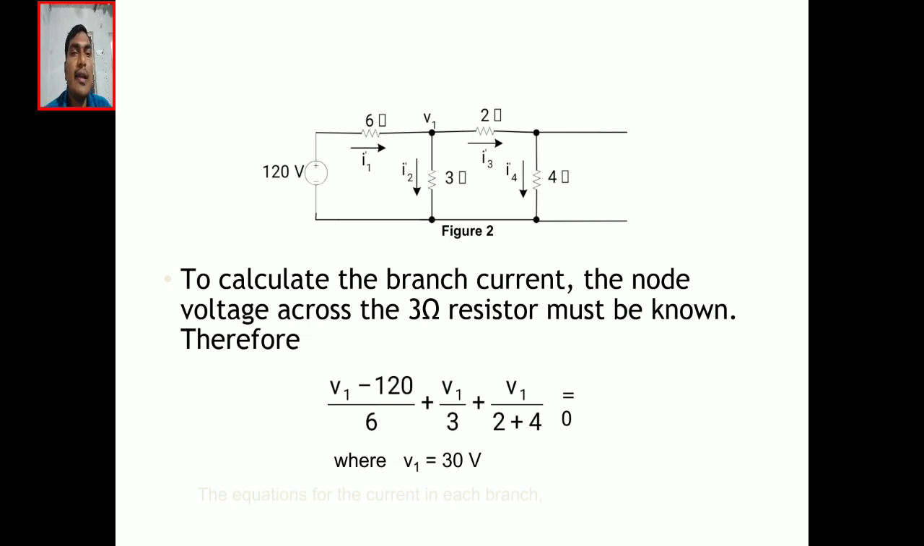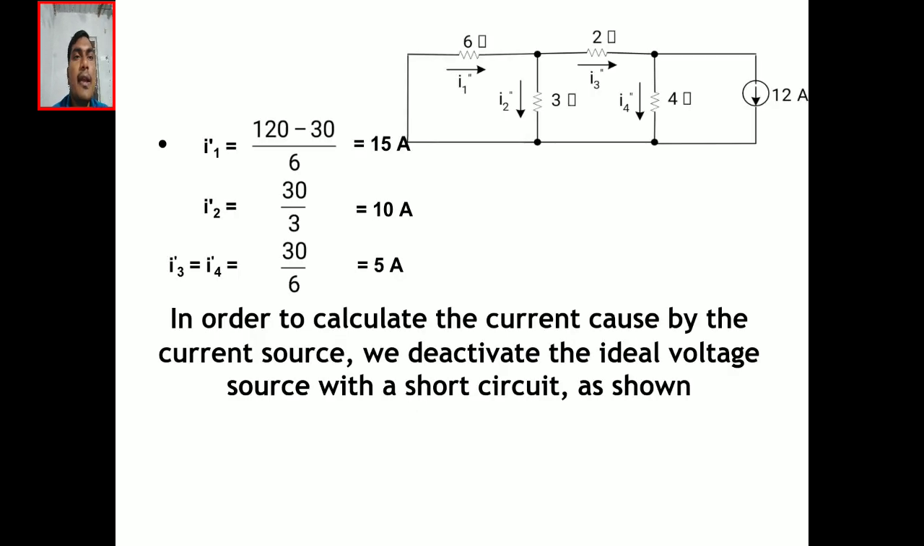So now calculate the voltage V1, that is the node voltage. (V1 minus 120) by 6 plus V1 by 3 plus V1 minus 0 by (2 plus 4) equals 0. From this we get the voltage V1 equal to 30 volts. Now I1 equals (120 minus 30) by 6. By substituting in the equations for I1, I2, I3, we get the currents 15 amps, 10 amps, 5 amps.